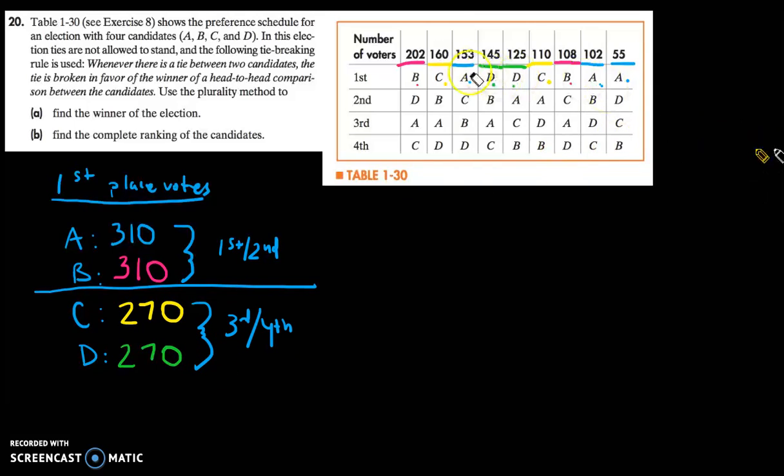Okay, so let's go ahead and do the head-to-head matchup for A and B since they're tied for first. And that's the one that we care about first, right? We want to know the winner, then we'll figure out the whole ranking. Okay, so if A and B were the only choices, one thing I think that helps is maybe even go through and cross off the other ones. That way you can see these people would have put B and then A. So these people would have put B first in a head-to-head matchup. So we'll just cross off everything that's not A and B. You don't have to, but I think it helps to visualize.